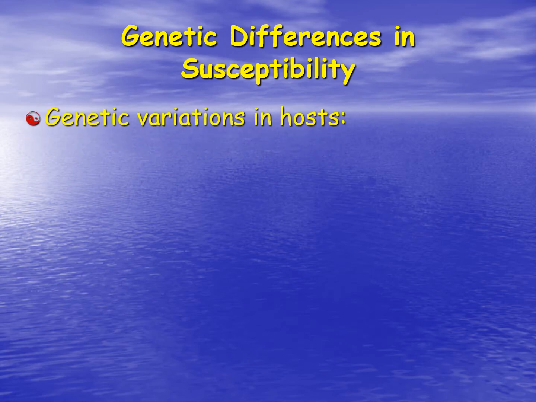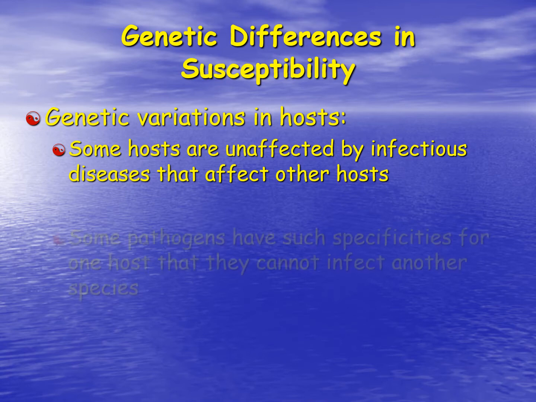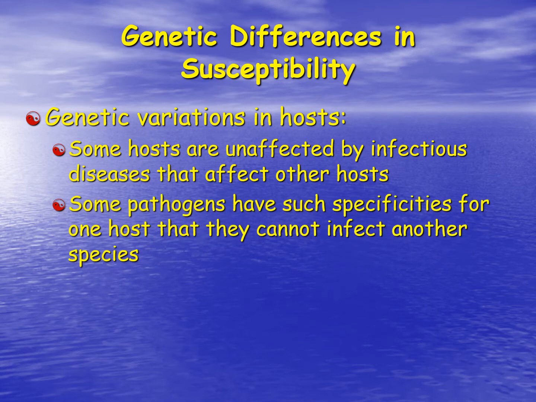Now, there is a genetic variance in hosts. Some hosts are unaffected by infectious diseases that can affect other hosts. Some of this can simply be because of the genetics that you have, in the fact that you don't produce something on your cells that the microbe needs to attach, where somebody else would actually produce that in their genetics. Some pathogens have such specificities for one host that they cannot actually infect another host. And this is sometimes those diseases that are only seen in one specific species of animal.